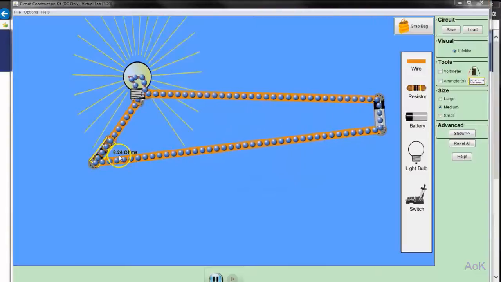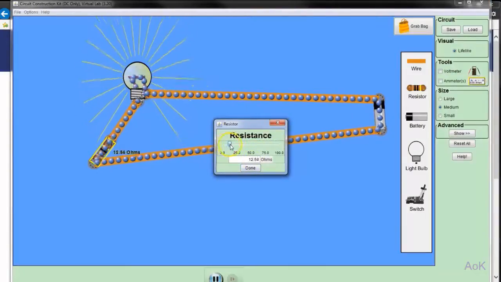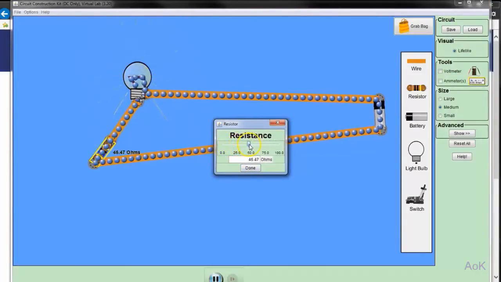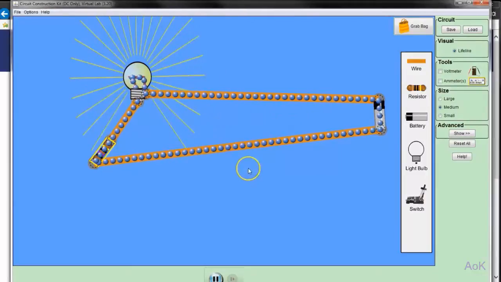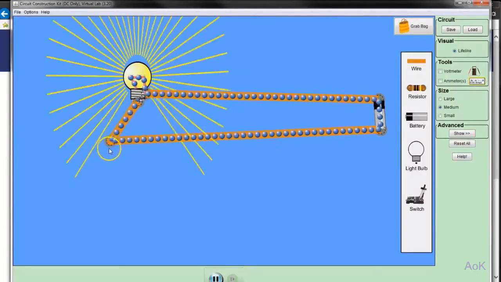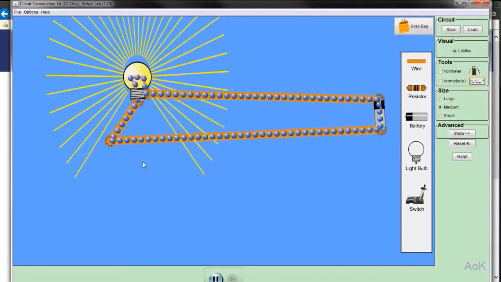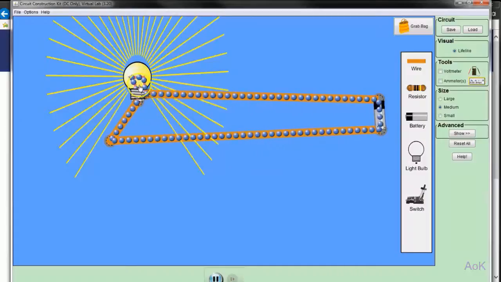What happens if we change the resistance? If we increase resistance, the light gets dimmer. If we reduce resistance, the light gets brighter. What happens if we take out the resistor completely? Well, the light bulb is very, very bright right now. The light bulb itself does create some resistance. But what happens if we remove the light bulb?